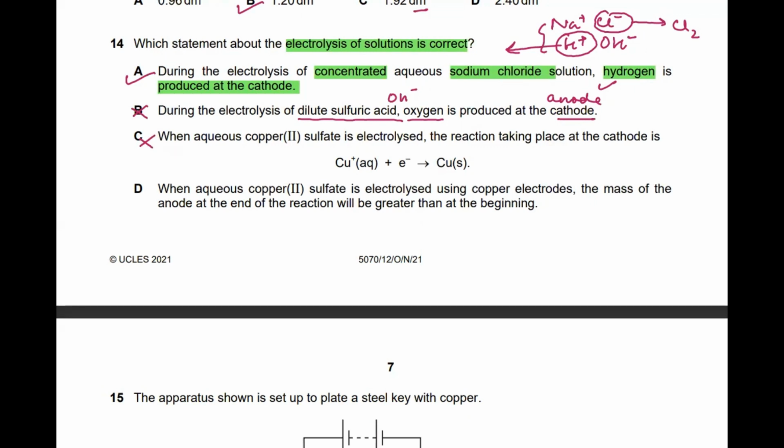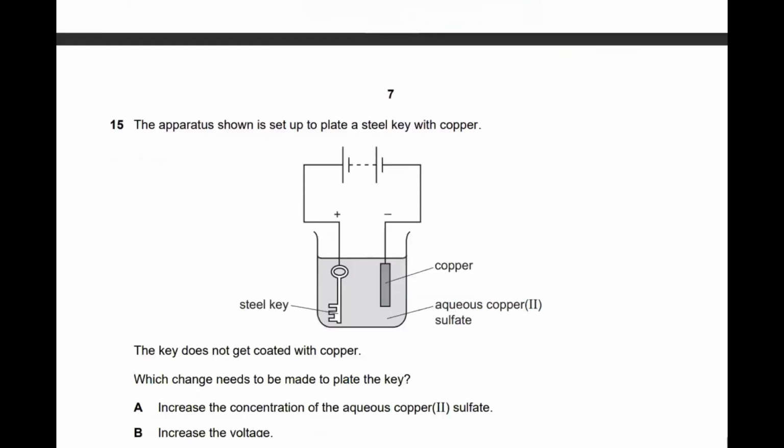When aqueous copper sulfate is electrolyzed using copper electrodes, that is a scenario of active electrodes, the mass of the anode at the end of the reaction will be greater than at the beginning. It's the anode which dissolves, the anode which loses its mass, but the cathode will gain. The plating is always done at the cathode. So the cathode will gain mass. It is the other way around. That's why statement D is wrong. A is absolutely correct.